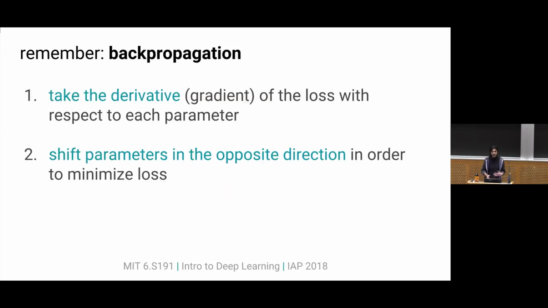As a reminder, in backpropagation, we want to find the parameters that minimize some loss function. The way that we do this is by first taking the derivative of the loss with respect to each of the parameters, and then shifting the parameters in the opposite direction in order to try and minimize the loss. This process is called gradient descent.